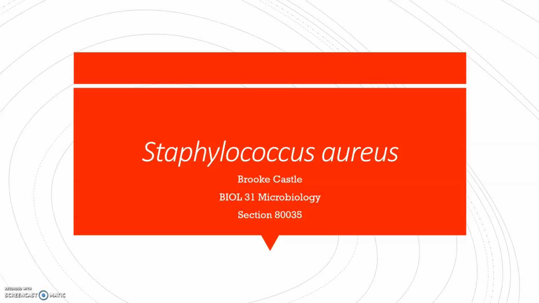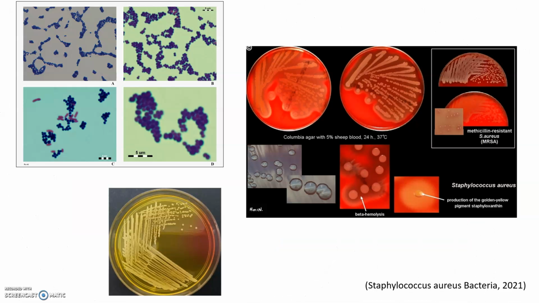So here it is. This is staph. This is a gram stain. It's gram positive. You can see that it's in these grape-like clusters. Here's staph on a blood agar. You can see beta hemolysis here. And then here's staph on mannitol salt, and you can see that it turns bright yellow as it ferments that mannitol sugar.